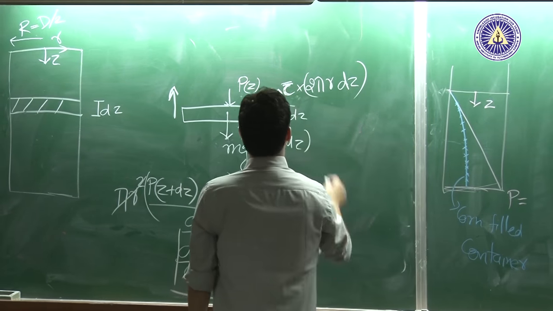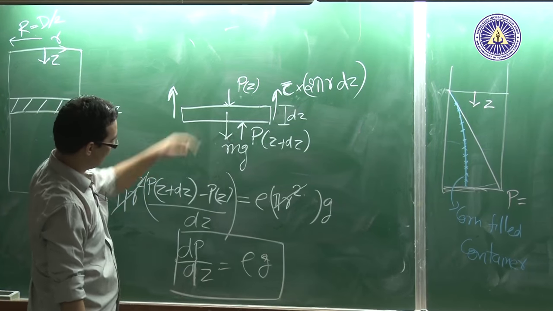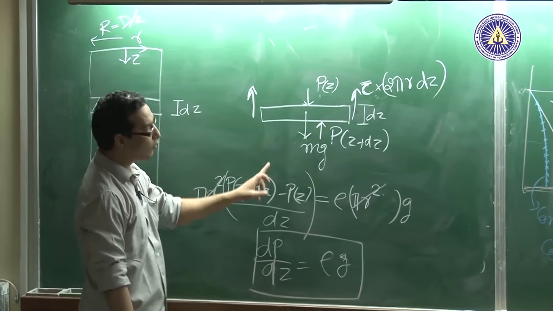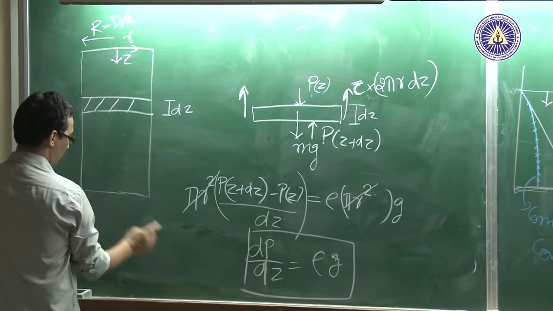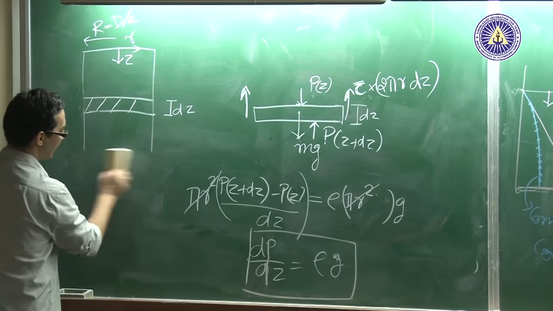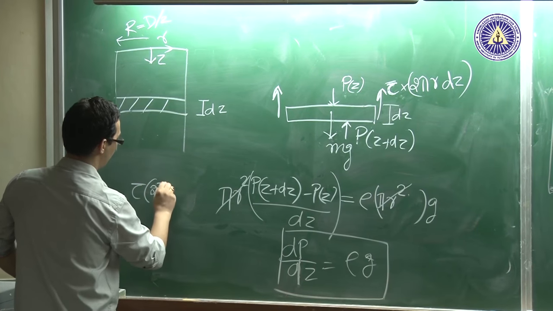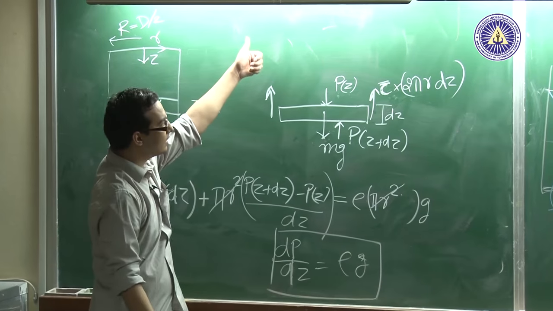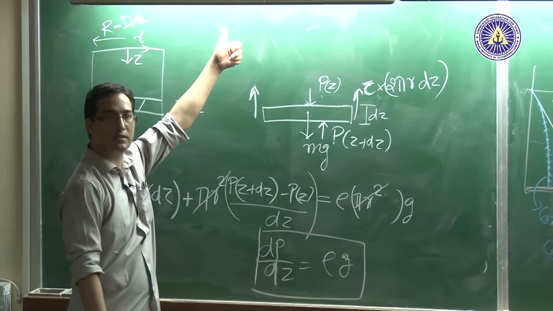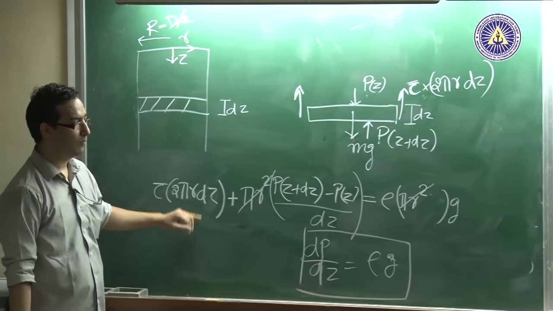So you are writing the forces. The net force, this was the force in the upward direction, right? In addition, you'll have tau times 2 pi r dz. So 2 pi r dz acting upwards, P at z plus dz acting upward, and P at z. So you have this additional term.